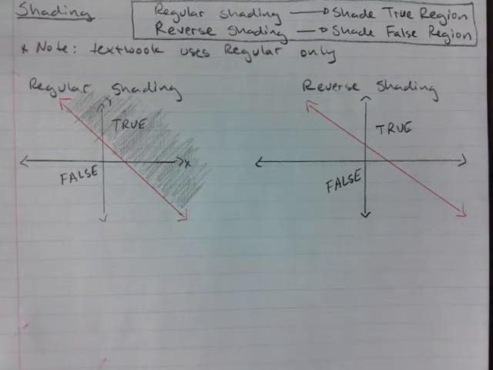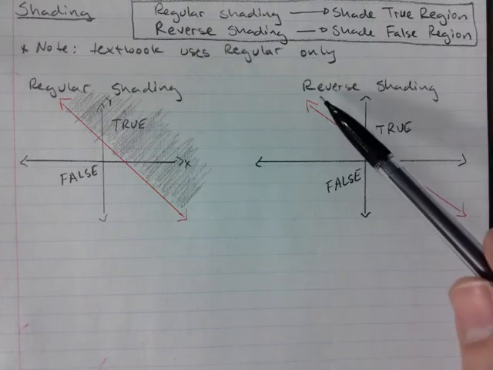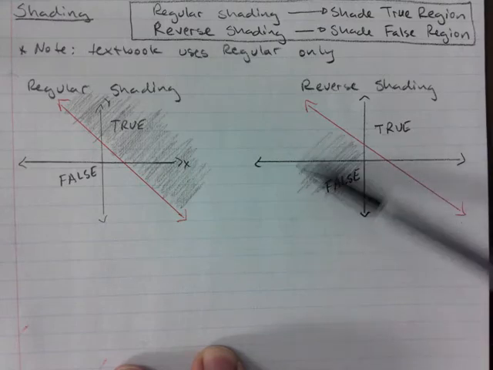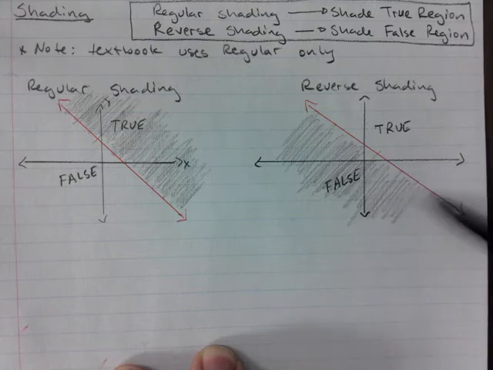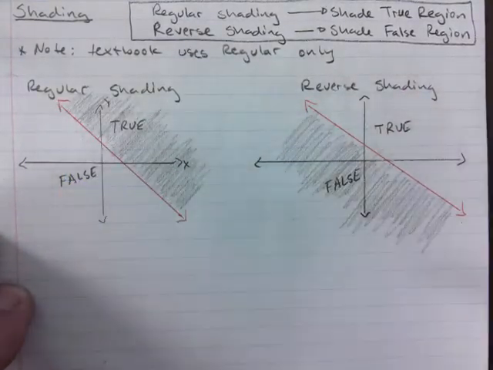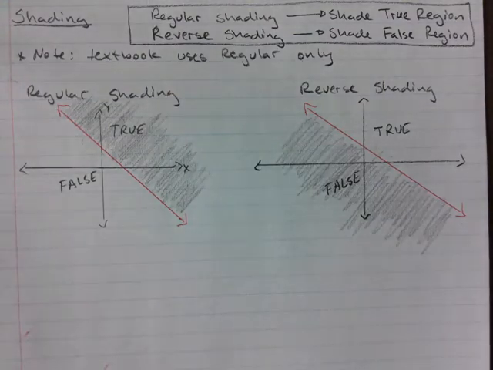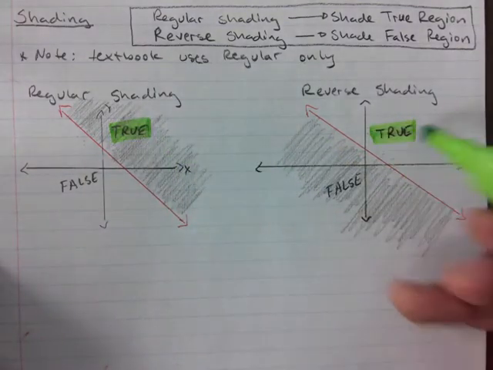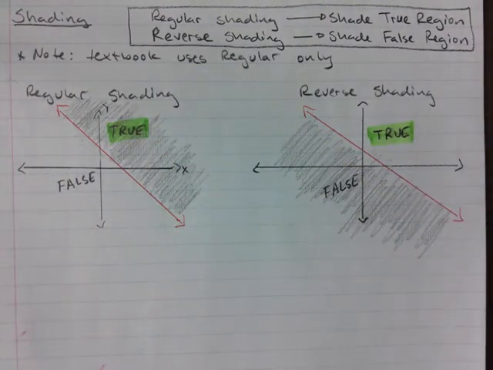And on the reverse shading, let's say another student was told to use reverse shading, you actually shade the false region. Whatever went over a bit, it's just there. But I'm actually going to highlight the true region there, true region there. That's what I always want you to focus on. Where is the true region? Because that's going to be our focus, okay?